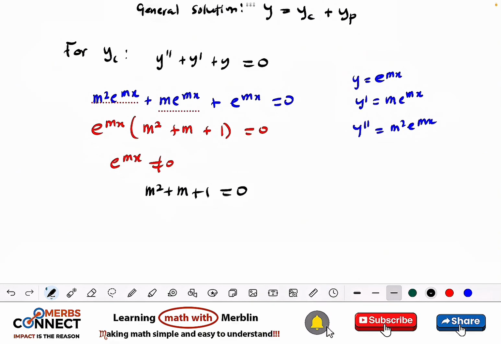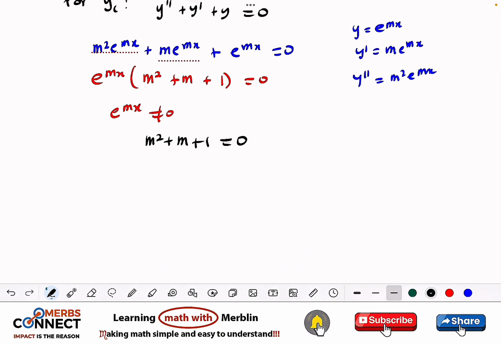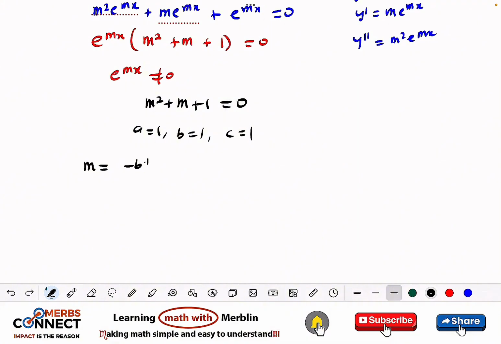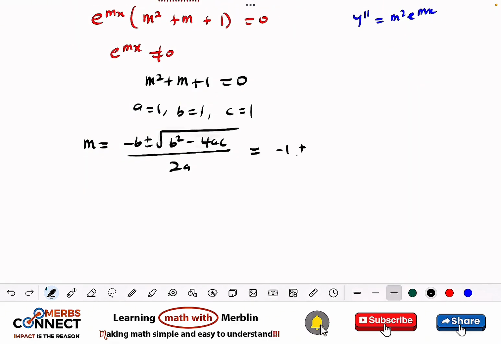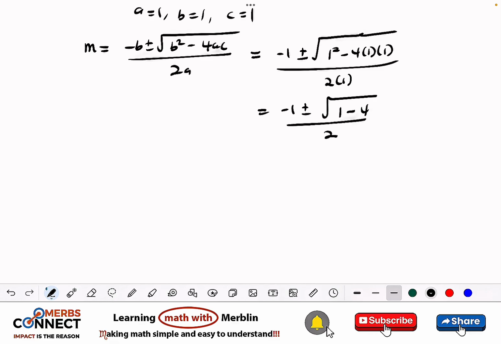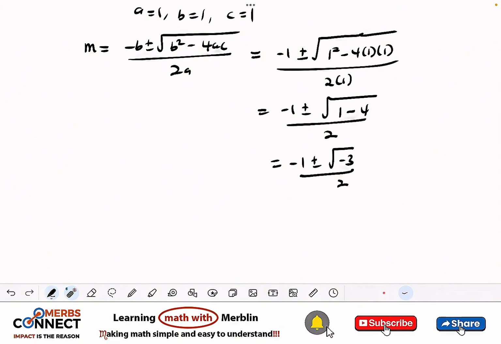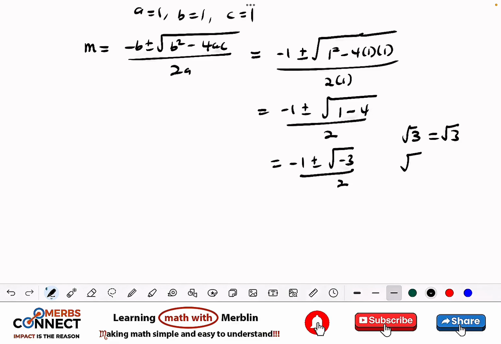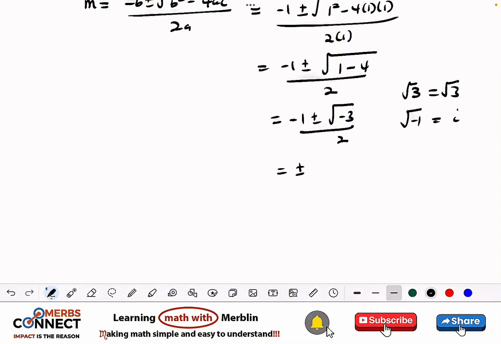So what we just need to do is find the roots. I'm going to use the quadratic formula. A is equal to 1, B is equal to 1, and C is equal to 1. So m will be equal to minus B plus or minus the square root of B squared minus 4AC, divided by 2A. When I do substitution, I'm going to have minus 1 plus or minus the square root of 1 squared minus 4 times 1 times 1, divided by 2 times 1. This gives us minus 1 plus or minus the square root of minus 3, divided by 2. We know that the square root of 3 is still the square root of 3, and the square root of minus 1 is i. So this gives us minus 1 plus or minus i square root of 3, divided by 2.